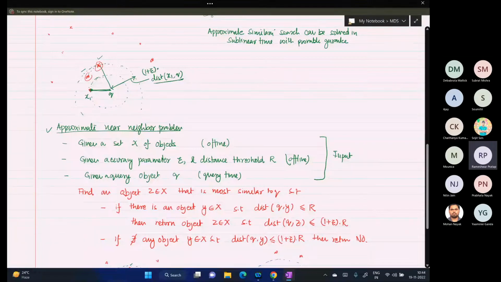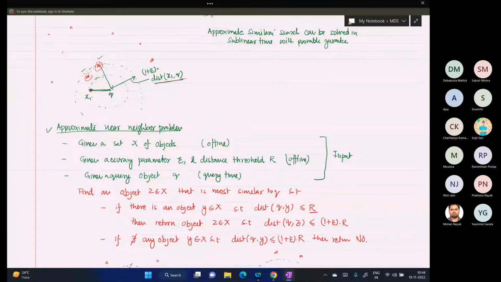Not really, because we don't know how this r is related to the distance of x to its closest point; we don't have any control over that. Here, x1 is the closest point to q, and r is some parameter. We don't know the distance of x1 to q a priori. Otherwise, there would be no point in designing an algorithm: if we already knew which point is closest to q, we wouldn't need to do anything.